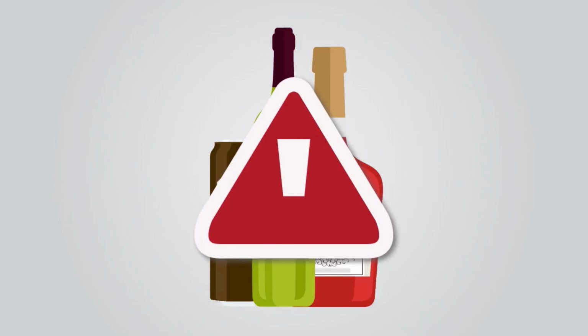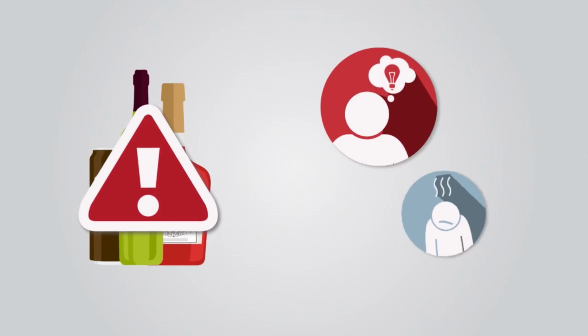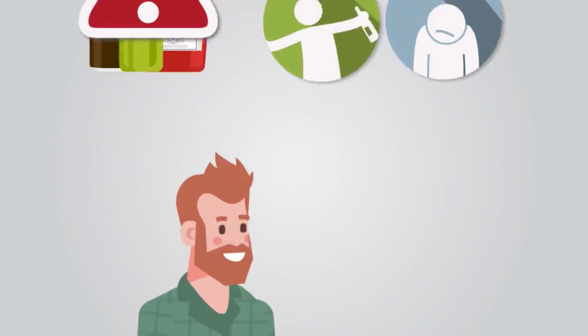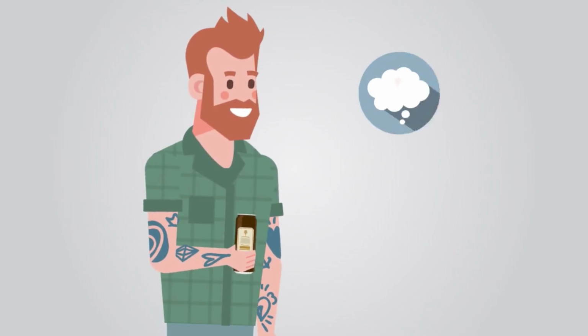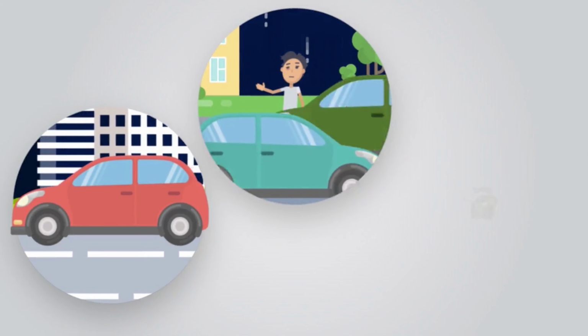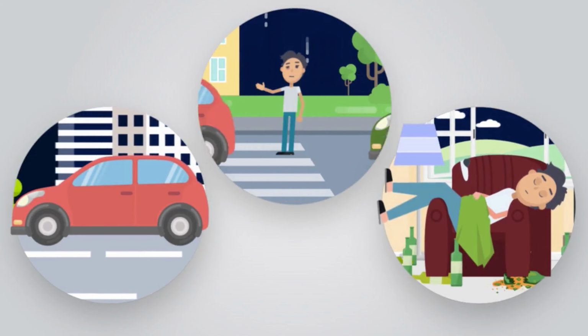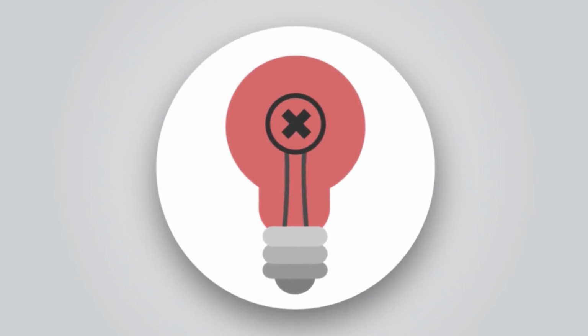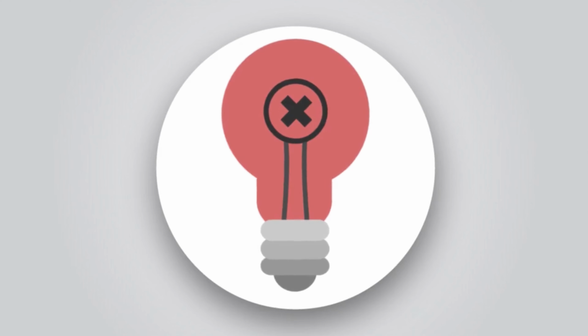Alcohol has a negative impact on how a person thinks, acts, and moves. An intoxicated individual does not always have the ability to make good decisions. Driving a vehicle, crossing a busy street, or even continuing to drink to excess are all examples of bad decisions that can be made under the influence of alcohol.